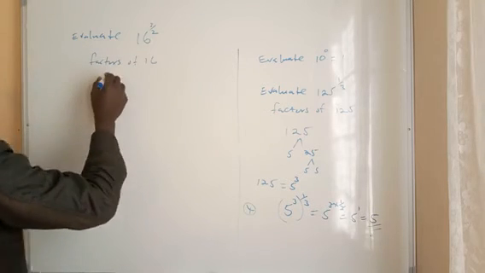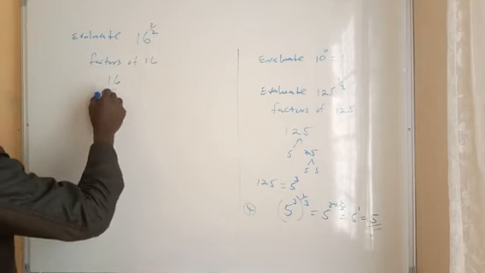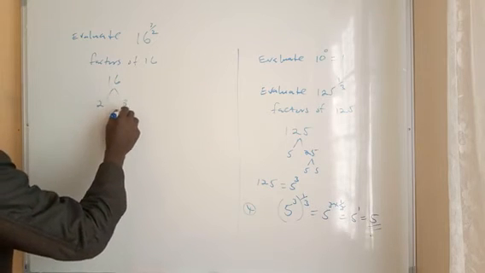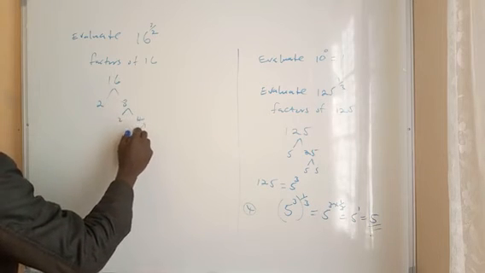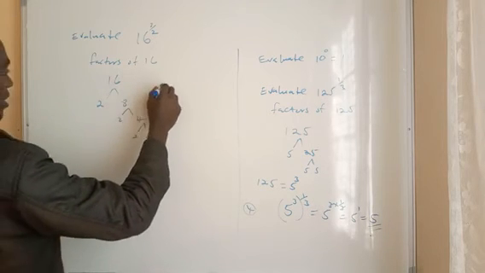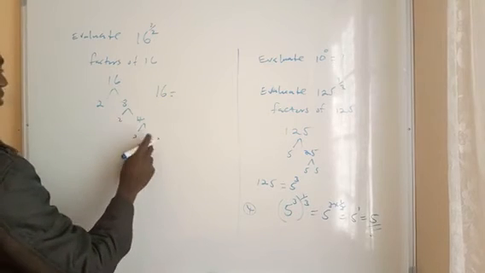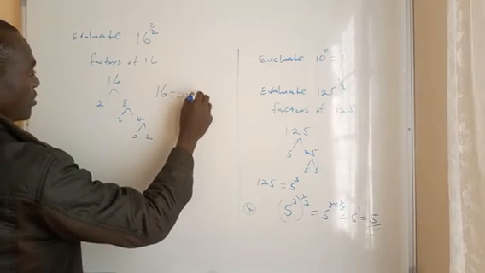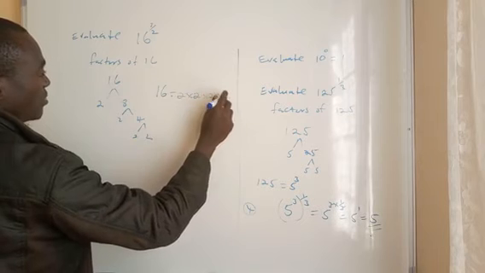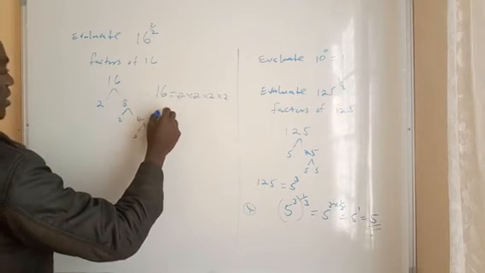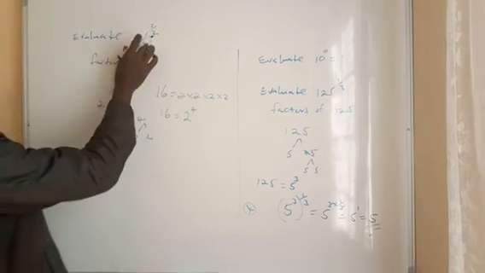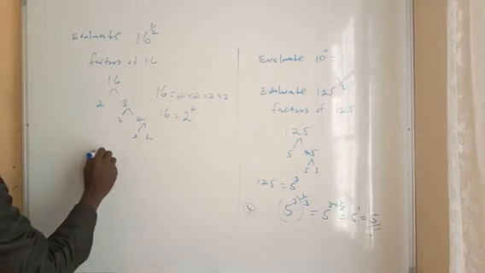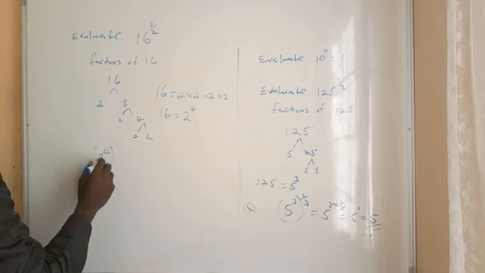Factors of 16: 16, 2, 8, 2, divided by 8, divided by 2, 4, 2, then 2. So 16 is equal to 2 times 2 times 2 times 2, that is 1, 2, 3, 4, which is the same as 2 power 4. So 16 is 2 power 4, raised to which power?